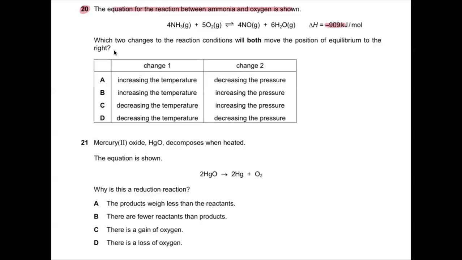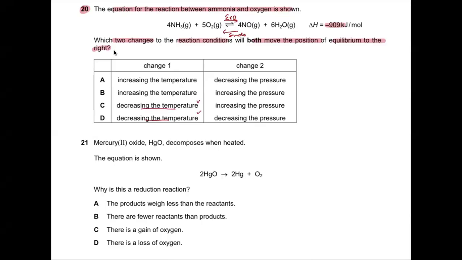Now, the forward reaction is exothermic, right? So what we have identified is that the forward reaction is exothermic and the backward reaction is going to be endothermic. Now what they are asking, which two changes to the reaction condition will both move the position of the equilibrium towards the right? So if the forward reaction is exothermic, decreasing the temperature shifts the equilibrium towards the exothermic side, and the exothermic side is the right side.